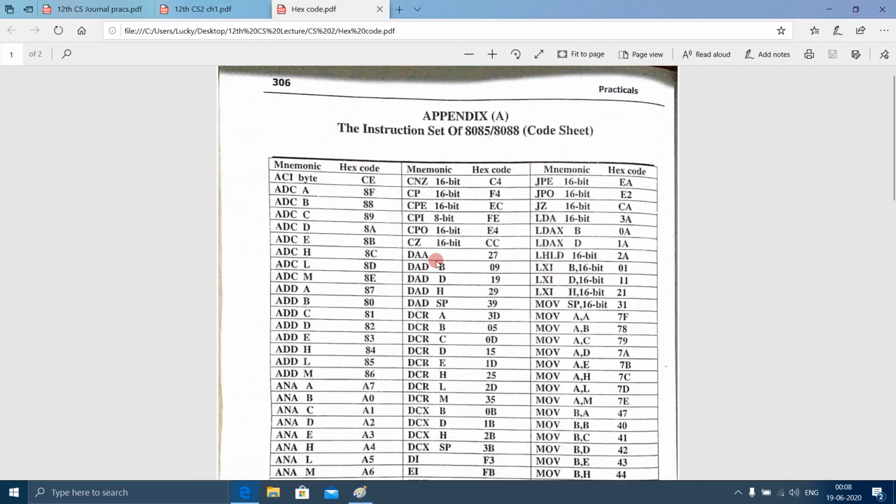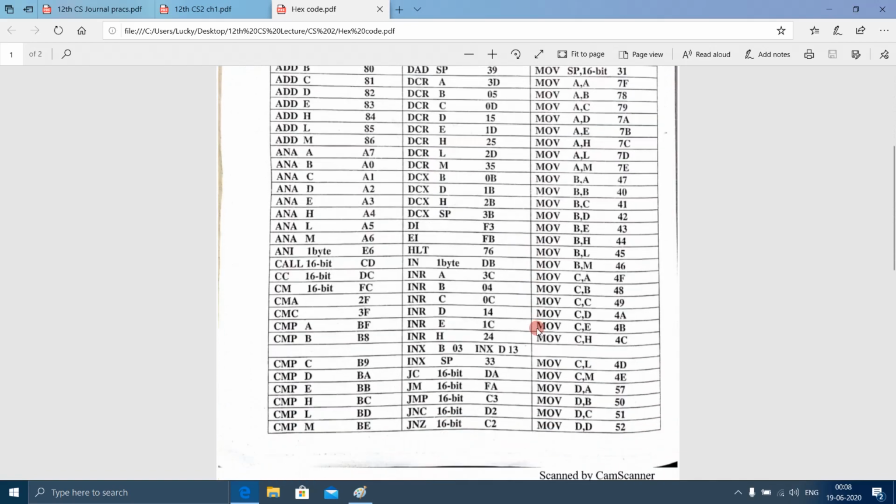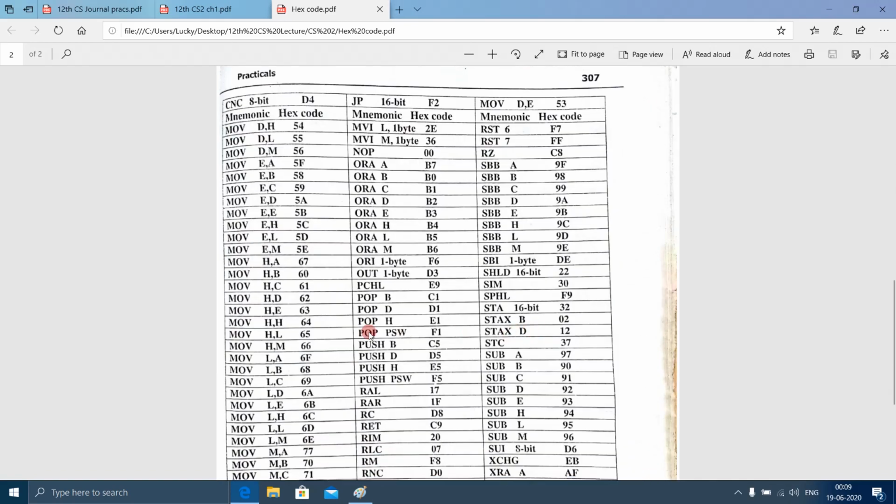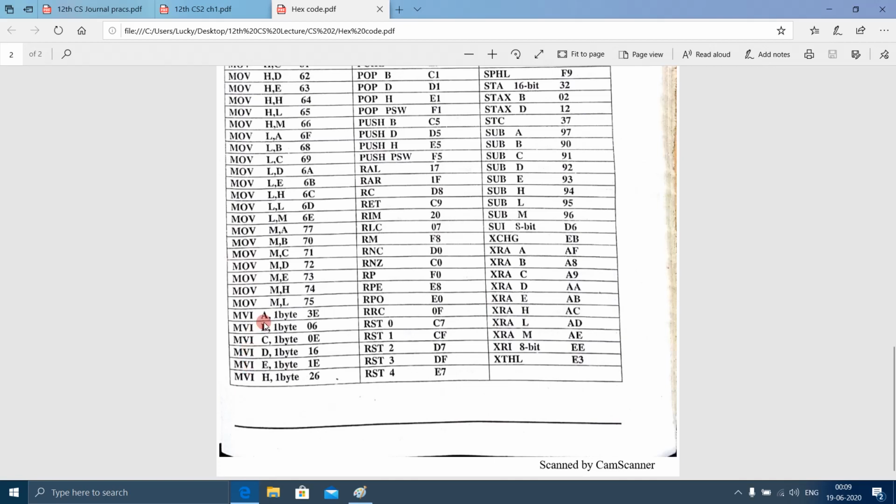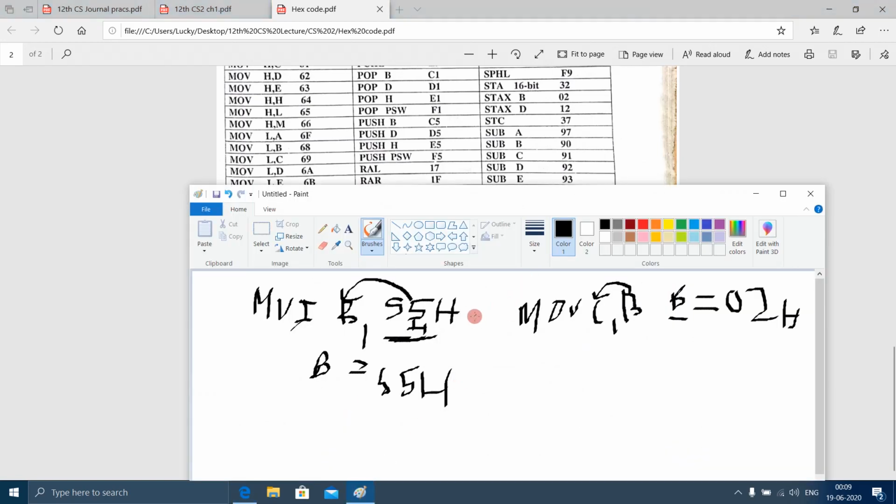So let us see MVI B comma 8 bits. What's the hex code for MVI B comma 8 bit? 8 bit, or you can say 1 byte, because 1 byte is equal to 8 bits. MVI B comma 1 byte is equal to 06H. When we write assembly language programs, the hex code for this instruction, MVI B comma 1 byte, will be 06H, and then next will be 55H.